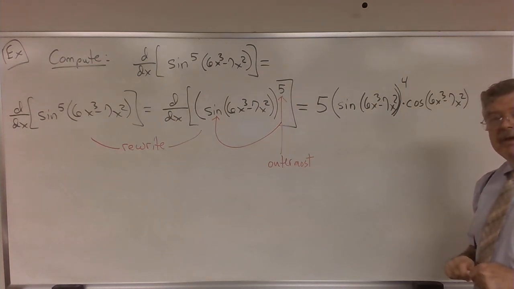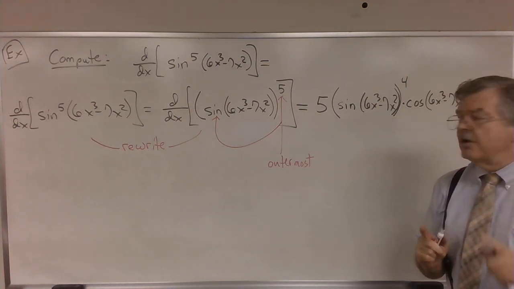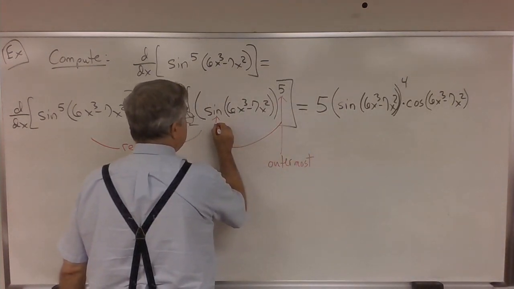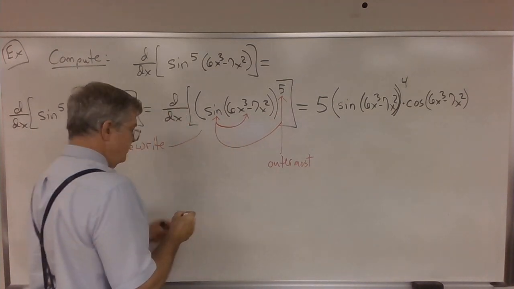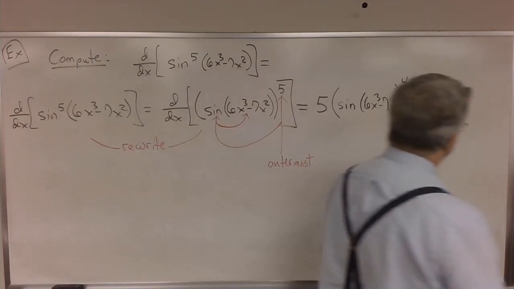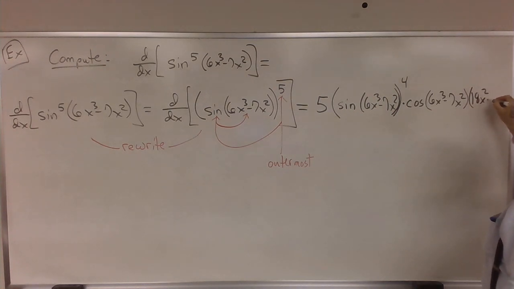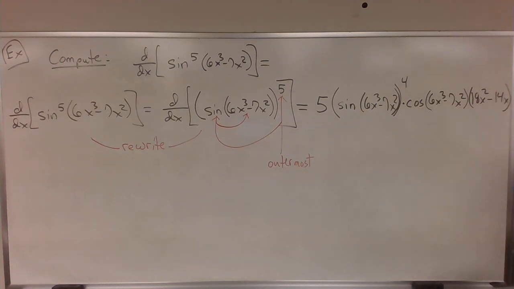Okay. Now where do we go? Don't we keep on going until we wind up at the innermost function? So we go in again, and this time we get to the innermost function, and we multiply by the derivative of the inner: 18x squared minus 14x. And there we have our derivative. Now let's see. Can we simplify this at all? If we wanted to, let's see.